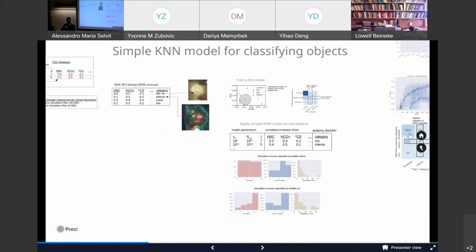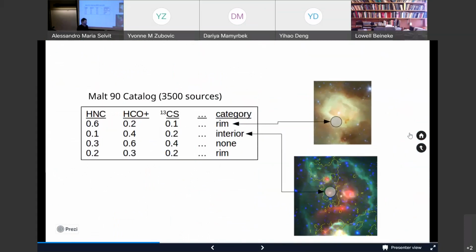Okay, so we now have our results. That is, we have computer simulations for different possible dense clumps, and we want to compare that against the MALT90 catalog. So the approach we took is the following. The MALT90 catalog, that radio telescope was pointed at 3,500 different sources scattered throughout the galaxy, and they measured 6 different molecular line strengths for each of those pointings, each location where maybe stars are forming.